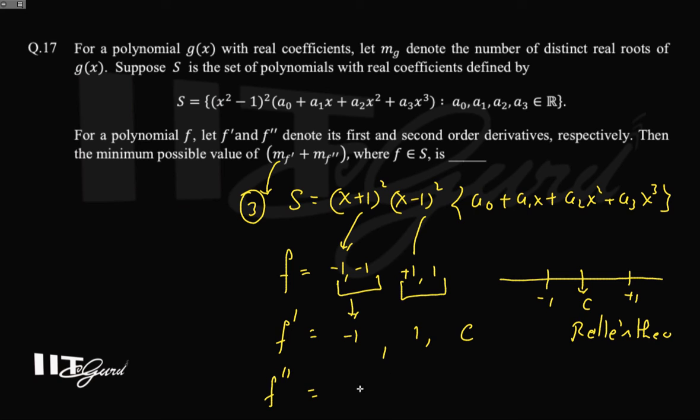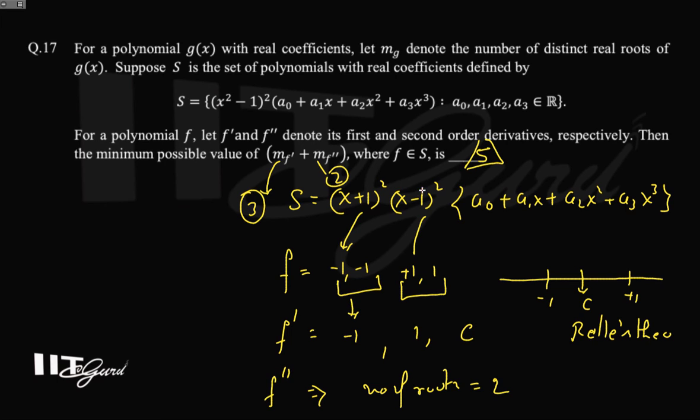So for f double dash the number of roots is 2, as here there are 3, so here that is 2. So simply you look, this is 2 and 3, so the answer will be 5. It's okay.